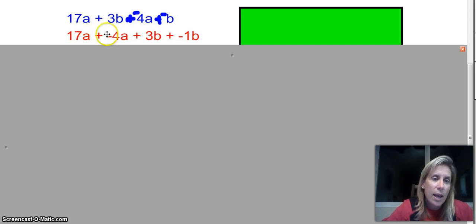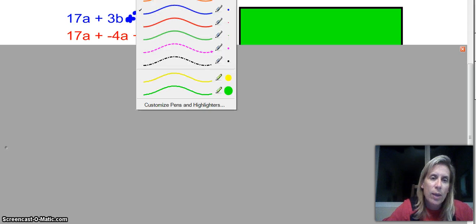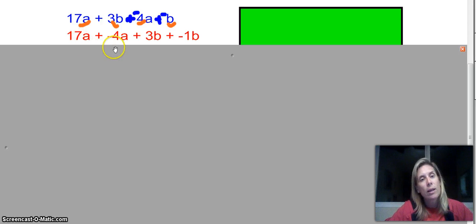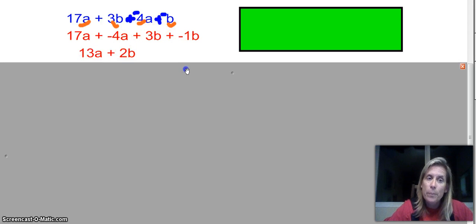Good. 17a plus a -4a, close together, plus 3b. And I like to kind of check things off as we go. So I'll use, how about an orange pen? So we have 17a, we have negative 4, we have 3b plus a negative 1b. Notice I added the coefficient 1. Now when we look at the coefficients, we simply add the coefficients. 17 plus negative 4 is, good, 13a's, and 3b plus negative 1 is 2b's.